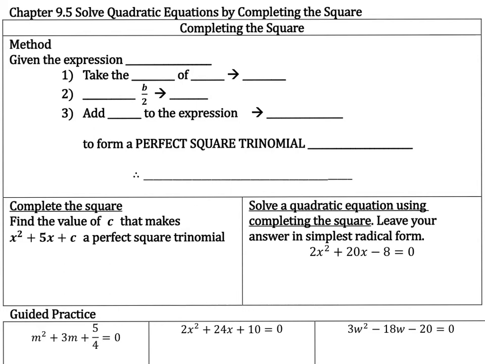In 9.5, we're going to learn how to solve quadratic equations by completing the square. So given the expression x squared plus bx, we're going to take half of b to form b over 2, and then square b over 2. So that would be taking b over 2 and squaring it. And then we're going to add b over 2 squared to the expression x squared plus bx to form a perfect square trinomial.